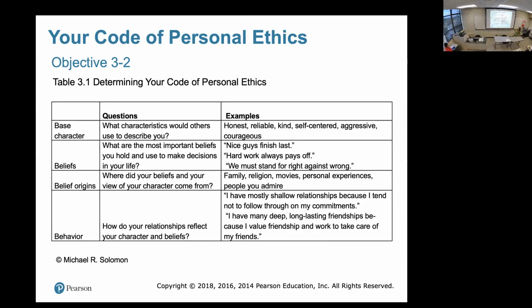Beliefs. What are the most important beliefs you hold and that you use to make decisions in your life? Here are just some examples: nice guys finish last, hard work always pays off, we must stand for the right against wrong. Do you have any slogan in mind that you may have heard that companies use, or maybe your own personal belief that you apply when you are faced with ethical decisions, or faced with the question, what is the right thing to do?